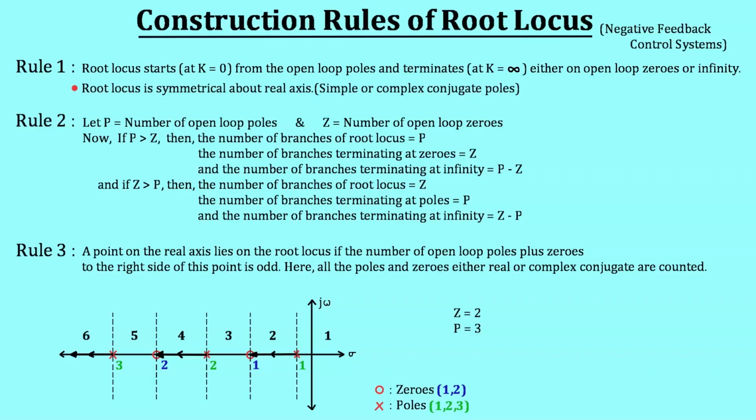And the last point, the number of branches terminating at infinity is equal to the number of open loop poles minus the number of open loop zeros, which in this case is equal to 3 minus 2 equal to 1. And as such, you can see that there is one branch of the root locus of the system which terminates at infinity. The root locus which is shown on the screen might be looking a little bit congested, but you need not draw all these lines. Let me remove the unnecessary numbers and lines which I drew just to make you understand. The final root locus will look like this.